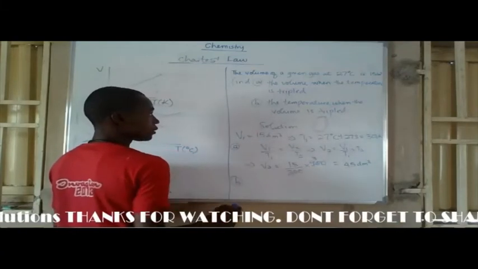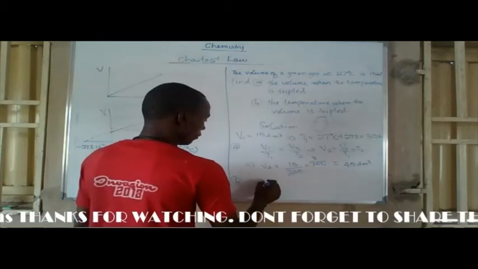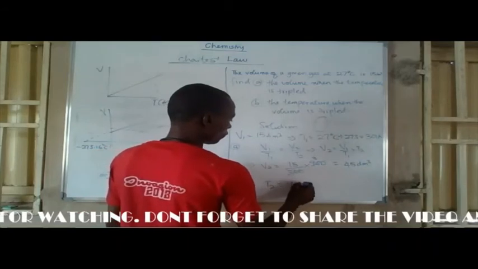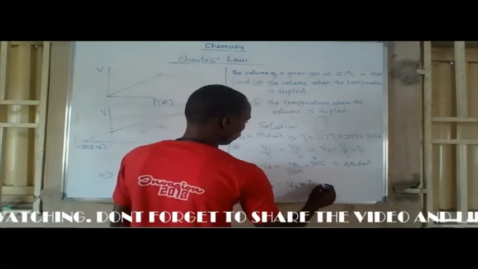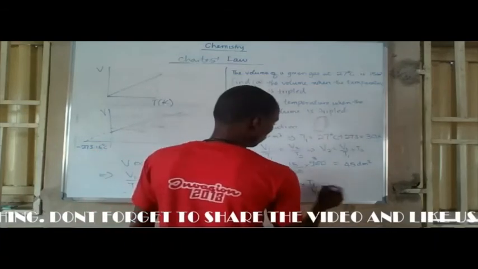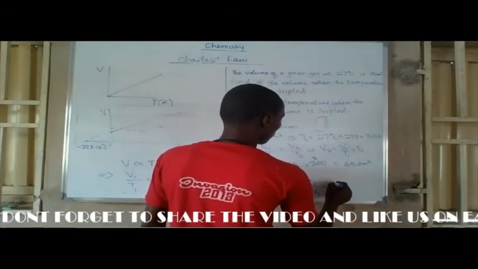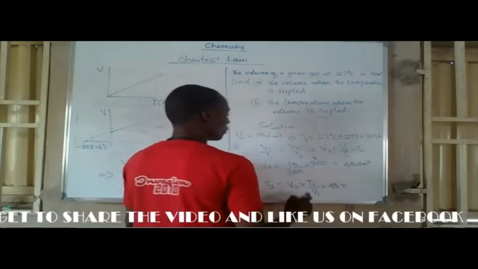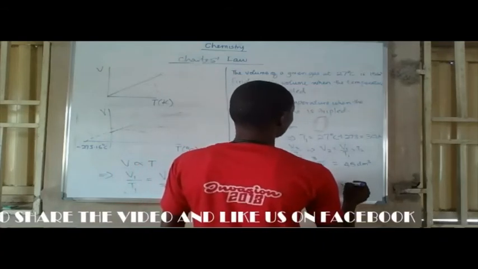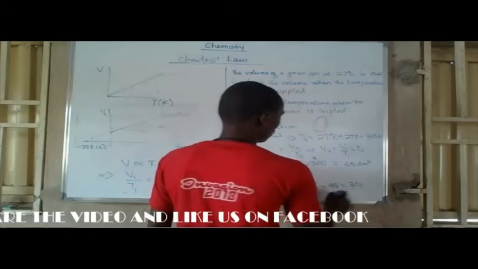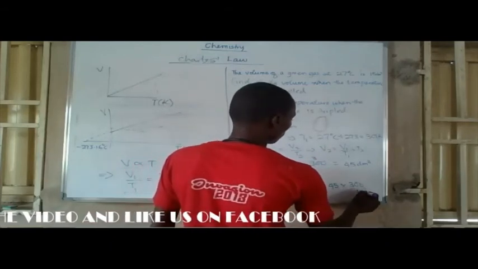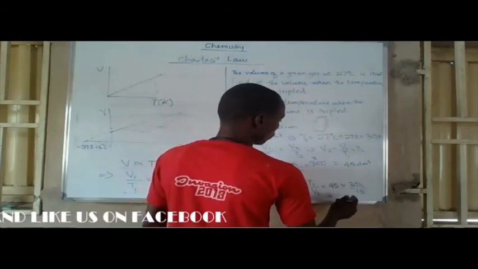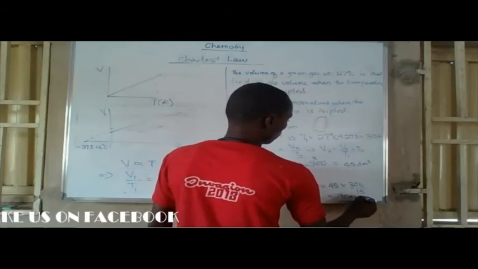For the B part, the temperature when the volume is tripled, essentially T2, we'll make T2 the subject, so the formula for T2 is just going to be V2 times T1 over V1. And basically, V2 is triple of V1, which is going to be 45, times T1, which is 300, over this, which is 15. So if we do the multiplication for that, we get 900 Kelvin.